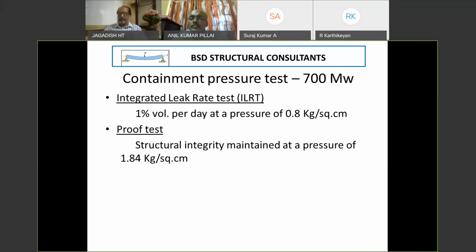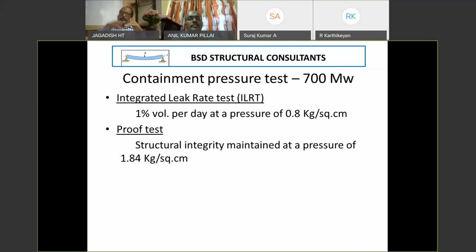After the containment structure construction is completed, and before commissioning, we close all the exit points of the containment. We block all the doors, entry doors, and we pump in air. Just go on pumping air till you reach 0.8 kg. Once you reach 0.8 kg, there may be some leakage somewhere, so we go on adding more and more air into the containment to maintain 0.8.